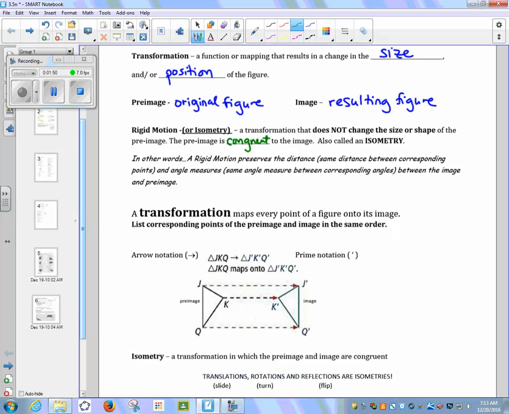So a transformation maps every point of a figure onto its new image, right? So there's going to be corresponding parts, just like when we talked about congruent triangles or congruent polygons. Every point on the pre-image has a corresponding point on the image that we say it maps to that new point. So if you see here, the rigid motion preserves the distance and the angle measures. In other words, the lengths of the sides and the size of the angles are going to be the same.